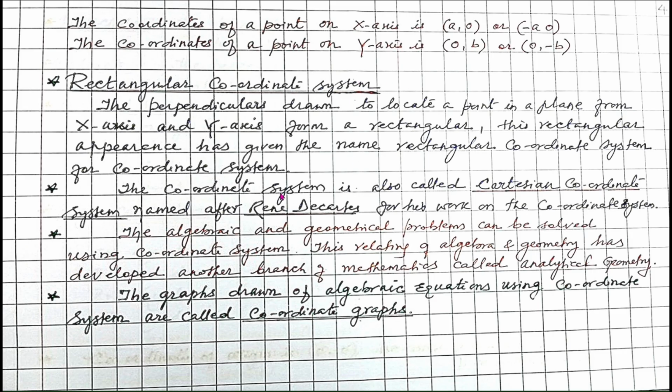The coordinate system is also called the Cartesian coordinate system, because of René Descartes. After his name we call it the Cartesian coordinate system, for his work on the coordinate system.